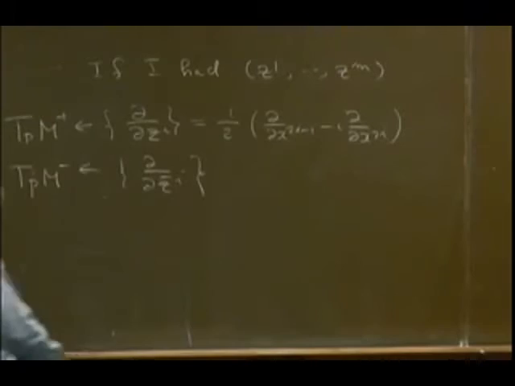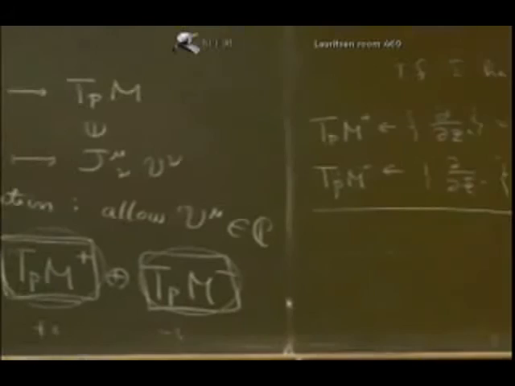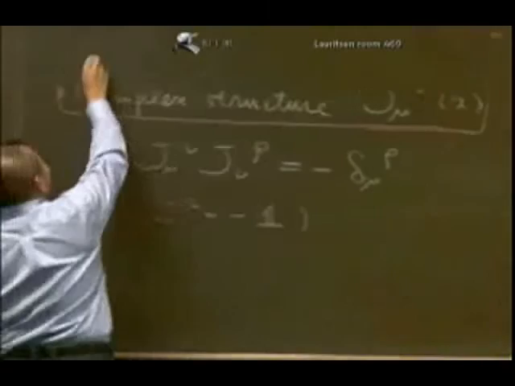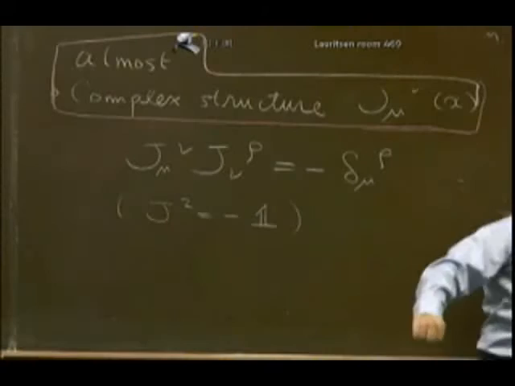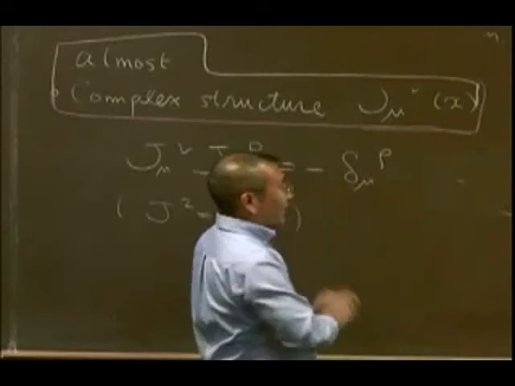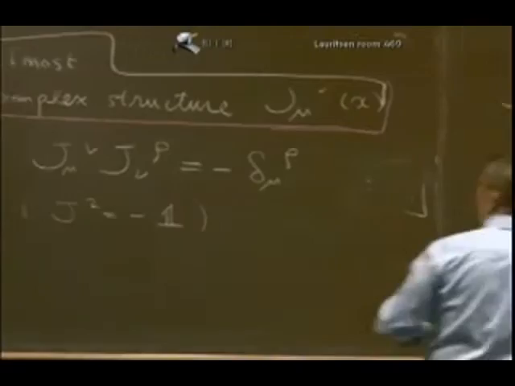So for this reason, J satisfying this condition alone is not yet called a complex structure, but is called an almost complex structure. It's a simple naming scheme. It's almost complex structure because we are almost there, but not quite there yet. This kind of structure will be necessary to decompose the tangent space into two parts, and we would like this part to be the holomorphic part, but we are not there yet. So this is called almost complex structure.